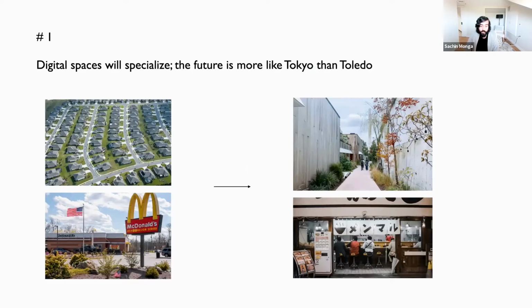One, and this is probably not a crazy take at all, is that I think digital spaces will start to specialize to a really extreme degree, and the future looks a lot more like a city like Tokyo than like the classic 1950s American suburb where everyone lives in the same house, drives the same car, and eats at the same restaurant, which is largely the world we're living in today on our phones.